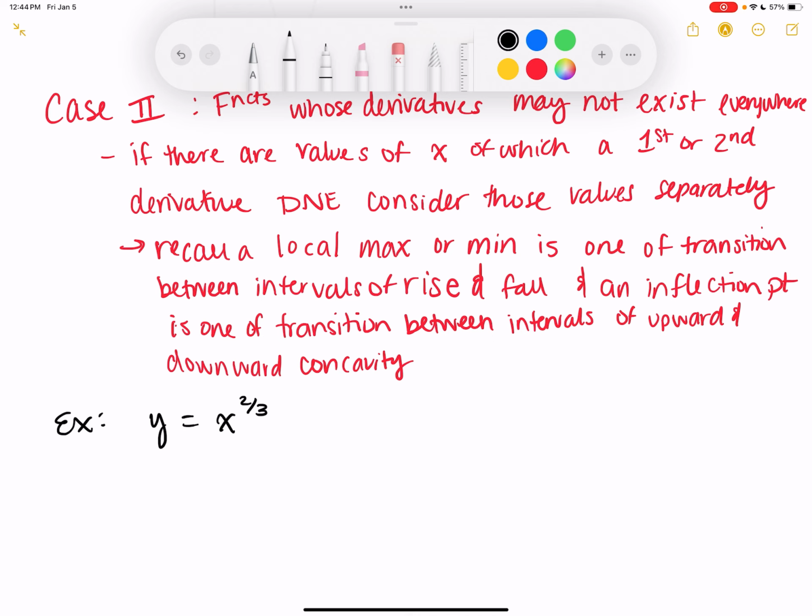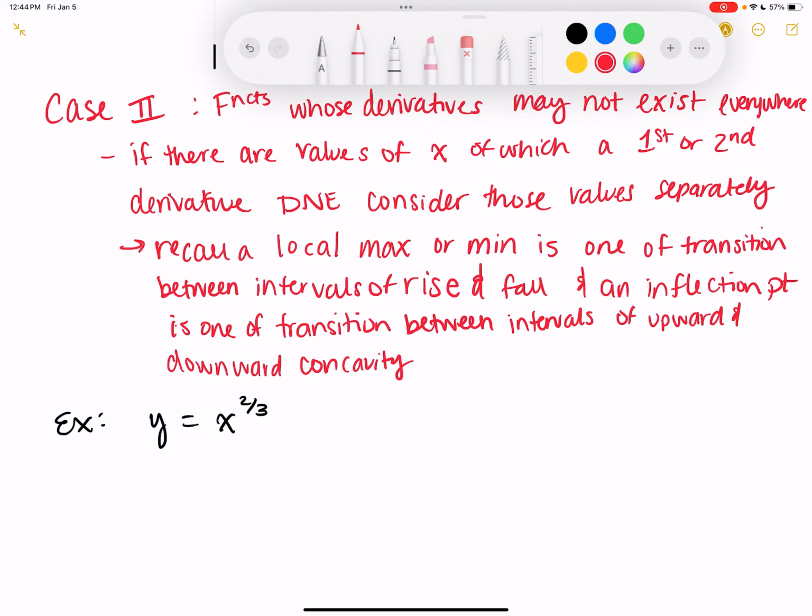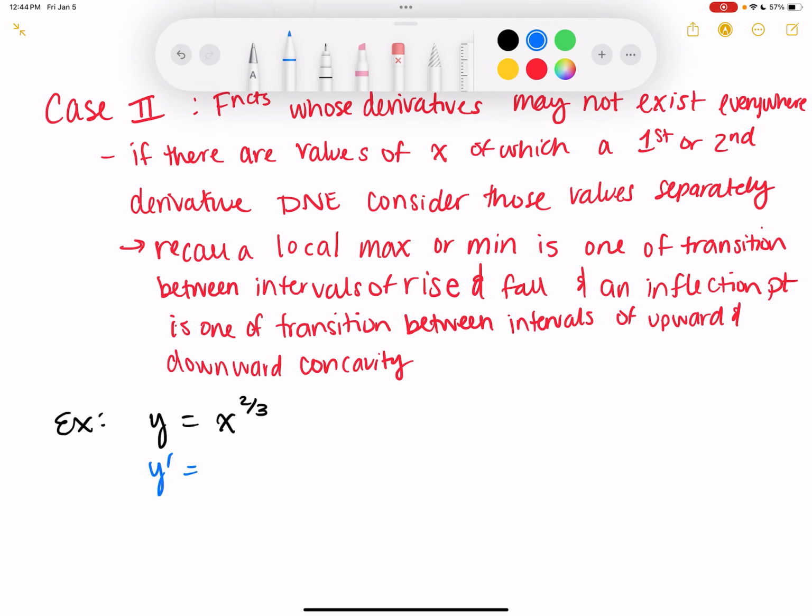So we're still gonna find the derivatives like normal, the first and second derivative. So what is y prime? Y prime is 2/3 x to the negative 1/3. And then the second derivative would be negative 2/9 x to the negative 4/3.